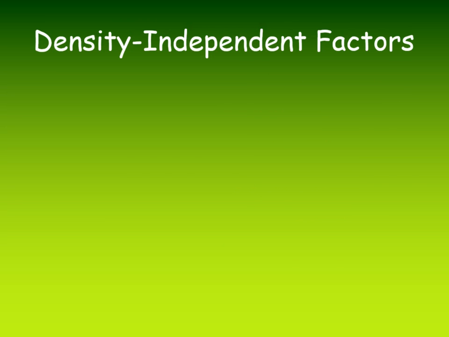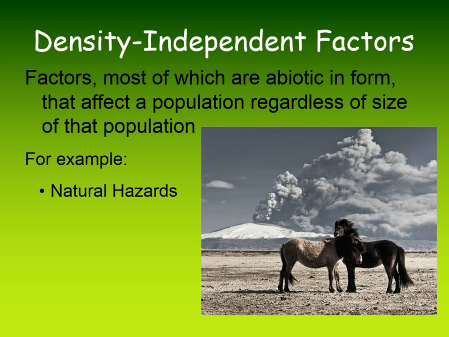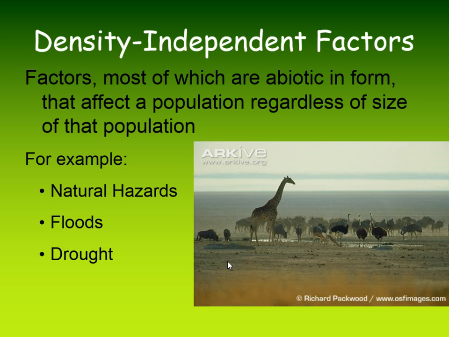Okay, now, density-independent factors, these are things mostly abiotic, that affect a population regardless of the size of that population. It doesn't matter. They're going to kill individuals, they're going to not kill individuals, it doesn't matter how many there are. Natural hazards, really, really good example of this. This is that volcano in Iceland that erupted and shut down air traffic a couple of years ago. Floods, right, that pretty much self-explanatory. On the other end of it, droughts, pretty much self-explanatory.